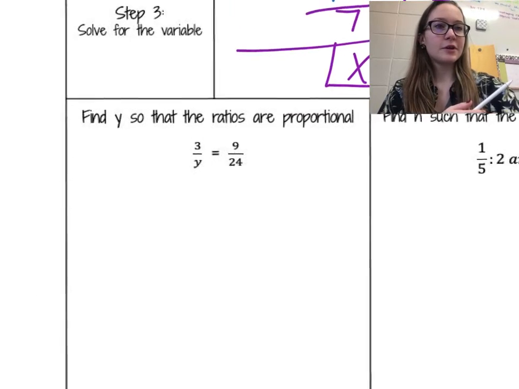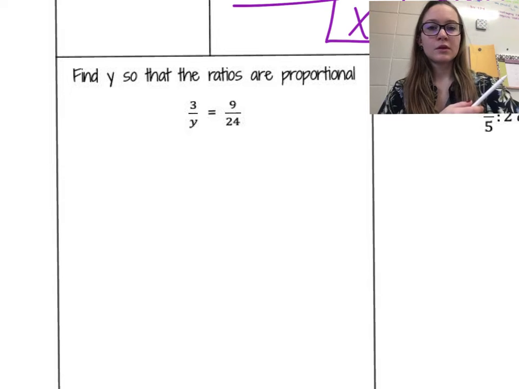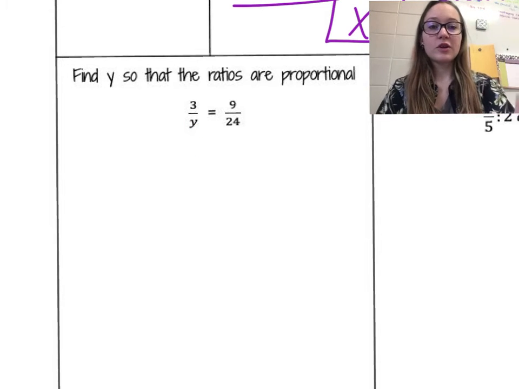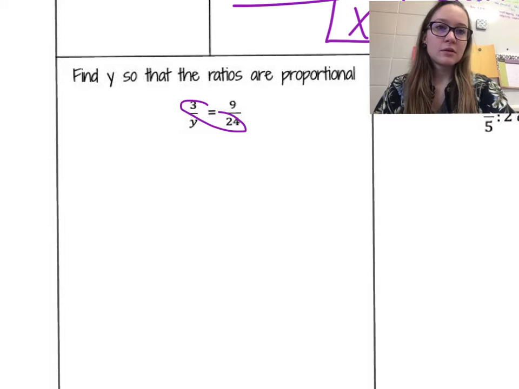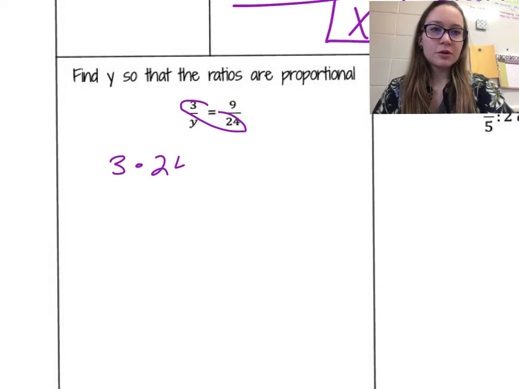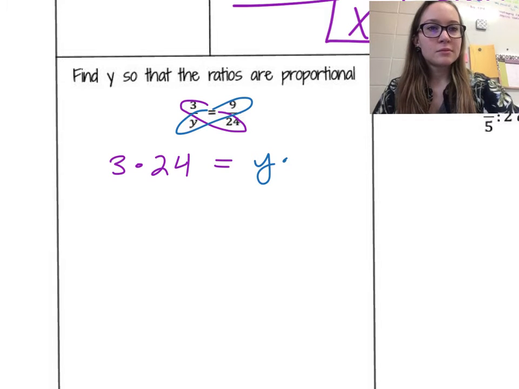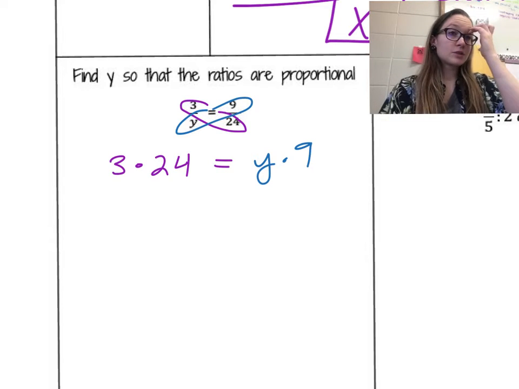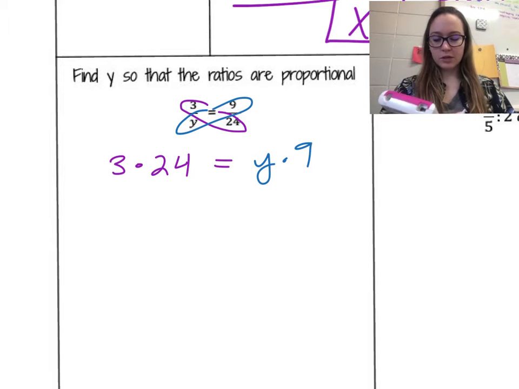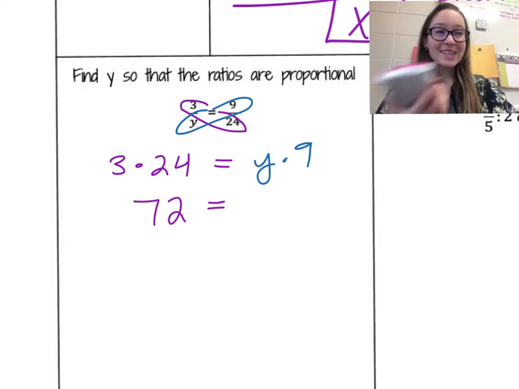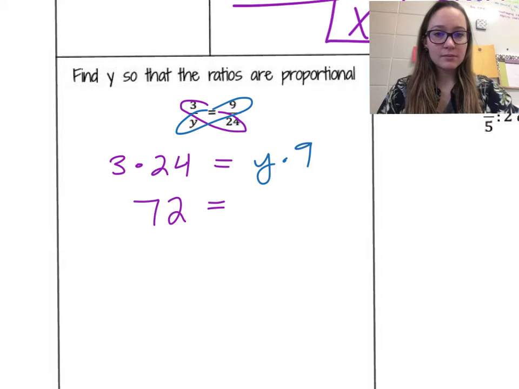I'm going to make this guy a little bigger. Focus him in. So our instructions here say find y so that the ratios are proportional. So I want to know what is y. It's already set up as fractions for me. So I'm going to start by cross multiplying. 3 times 24 equals y times 9. Then I'm just going to simplify it a little bit. 3 times 24 is 72. Y times 9 is 9y.